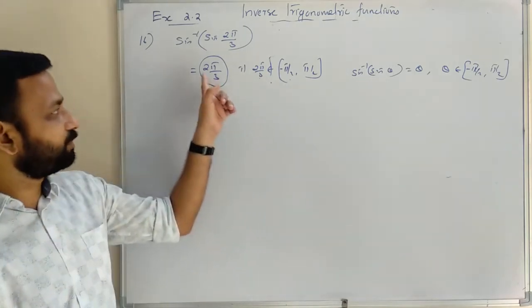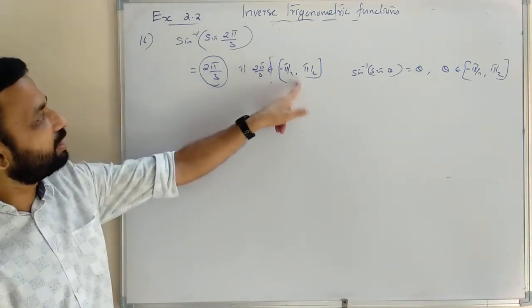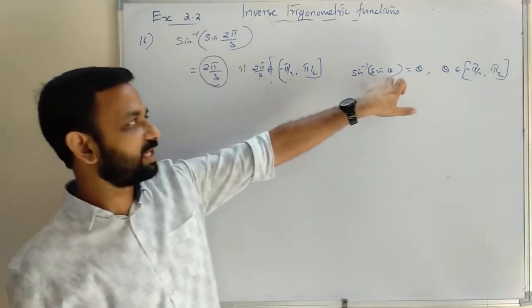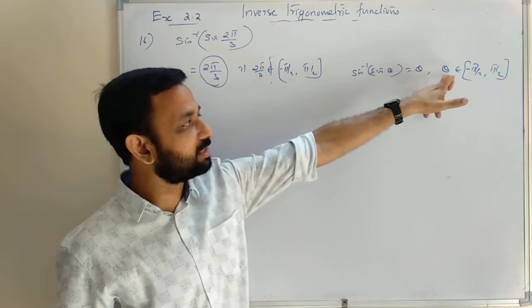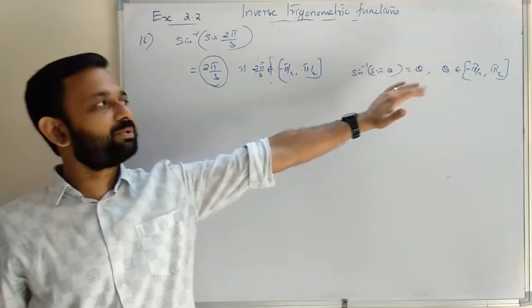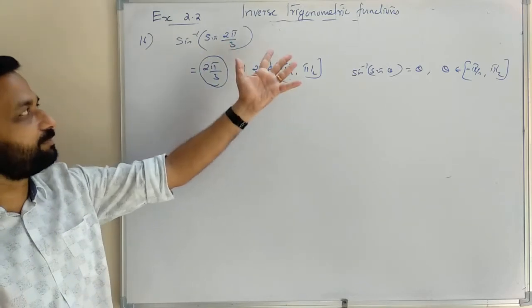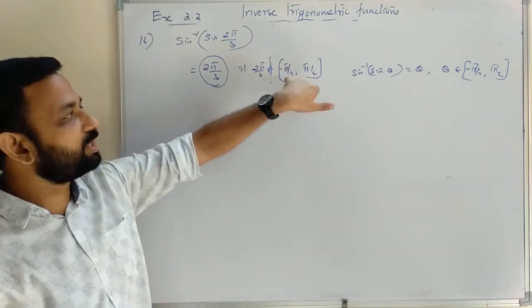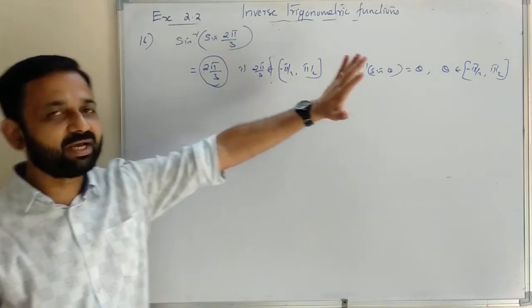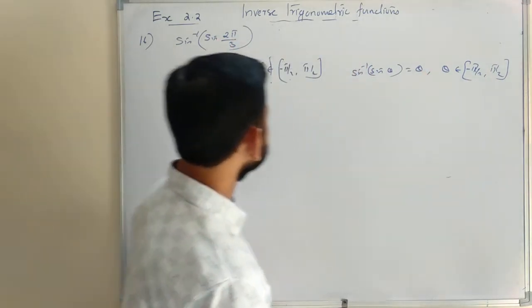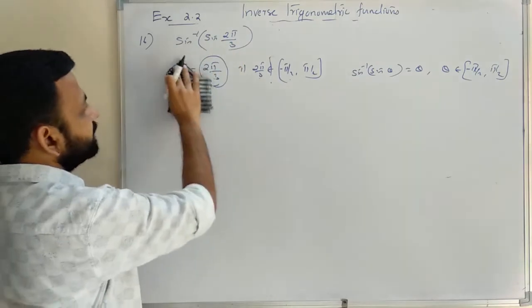If 2π/3 belonged to this interval, then sin inverse sin 2π/3 would be equal to 2π/3. Sin inverse sin θ is equal to θ only when θ belongs to −π/2 to π/2. So here 2π/3 is 2 into 60, that is 120. 120 is not in between −90 and +90, so we cannot write like this. We have to change this 2π/3.